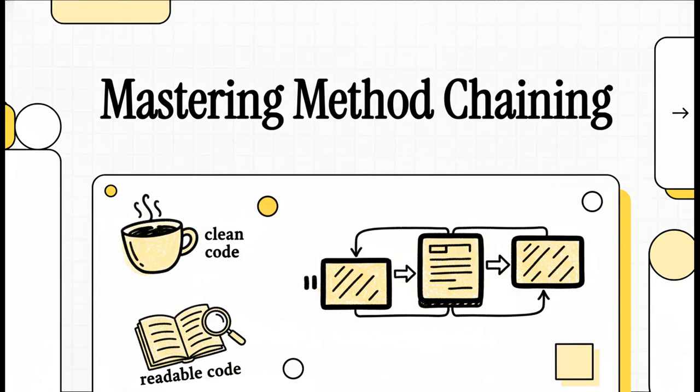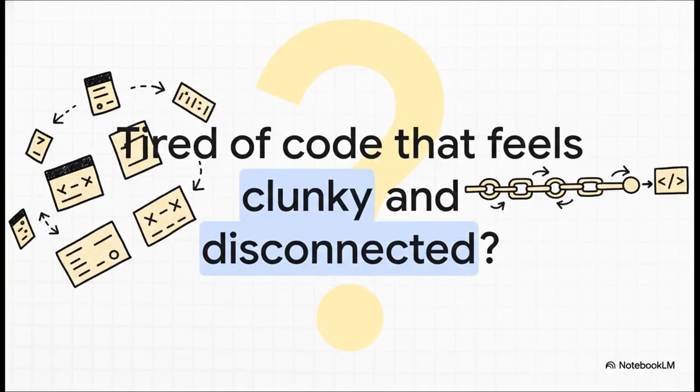All right, let's talk about a simple but really powerful technique that can completely change how your Java code looks and feels. We're going to make it cleaner, more intuitive, and honestly, just a lot more pleasant to read. You know that feeling, right? You look at your code, especially when you're setting up a new object, and it just feels, I don't know, like a list of separate, clunky commands. If you've ever felt that, you're not alone. And that's exactly the problem we're going to solve today.